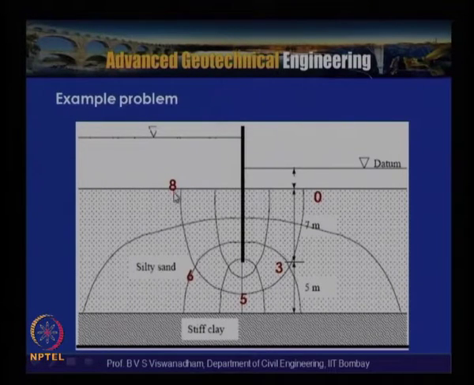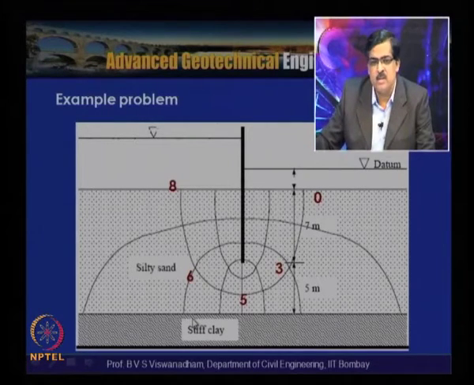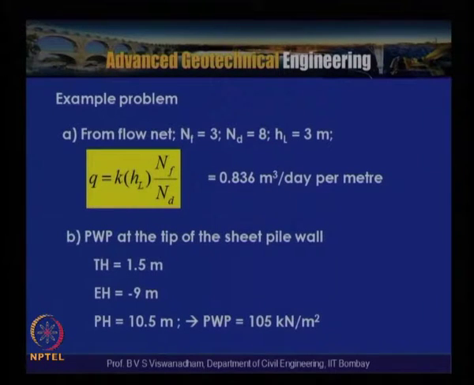So there are 8 potential drops, and this is the last equipotential line. The equipotential lines are numbered 8, 7, 6, 5, 4, 3, 2, 1, 0. The numbering is wrong in the slide. Here this is the tip of the sheet pile wall, and this is flow channel 1, flow channel 2 and flow channel 3, or it can be approximated as 2.6 or something like that. Then we can calculate the number of flow channels and the number of potential drops, and since the head loss is 3 meters, we can calculate the discharge.